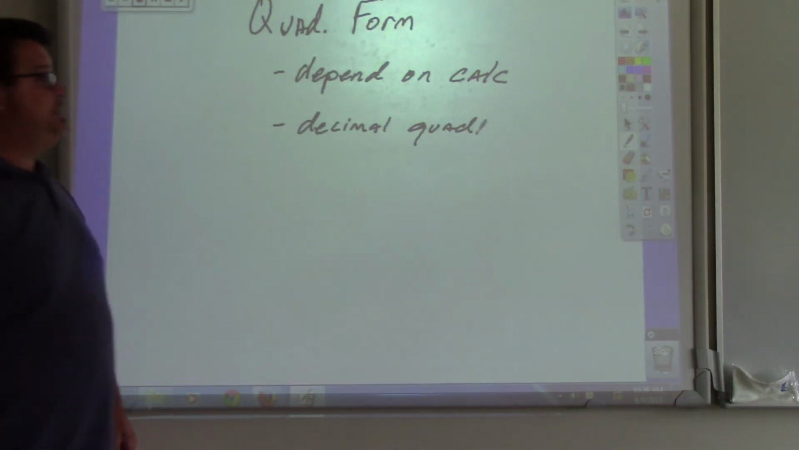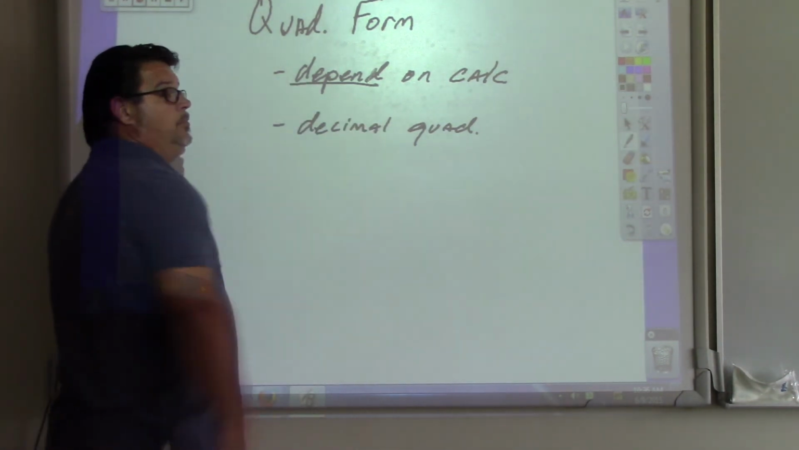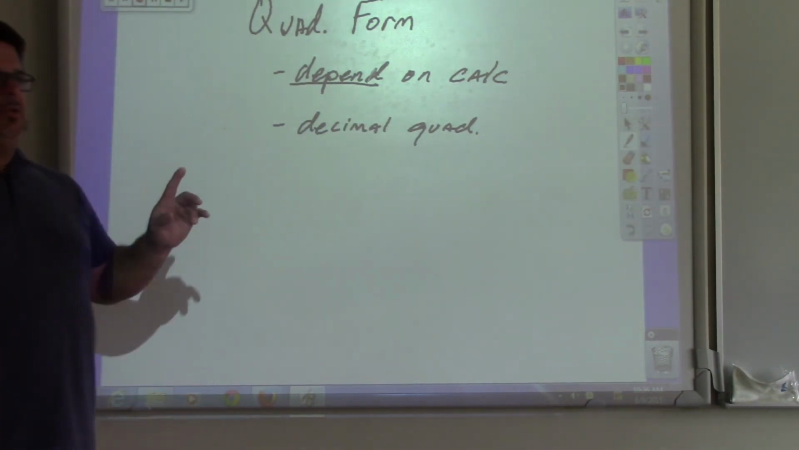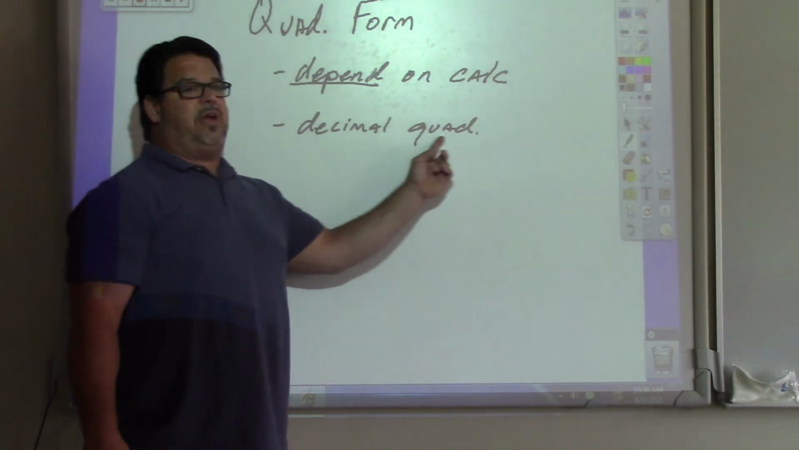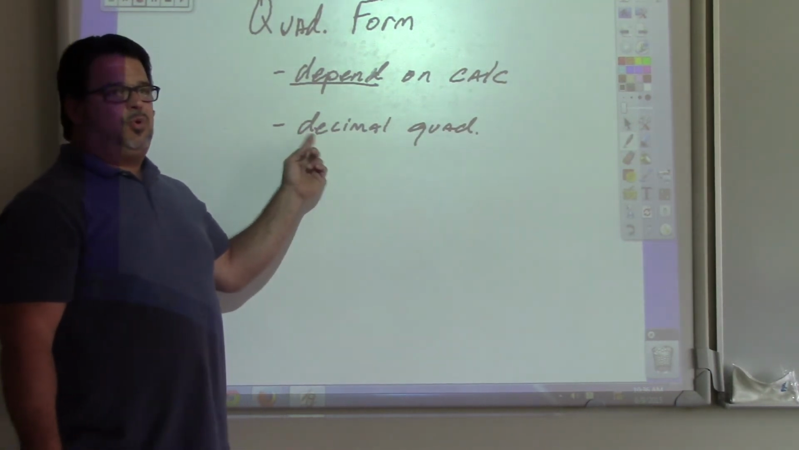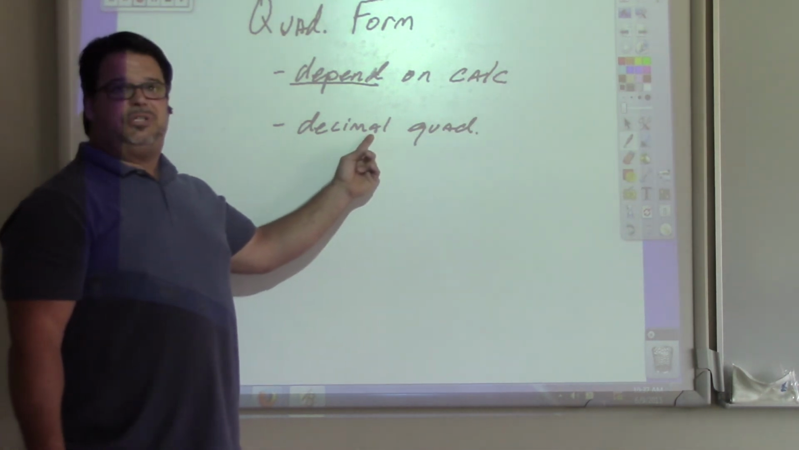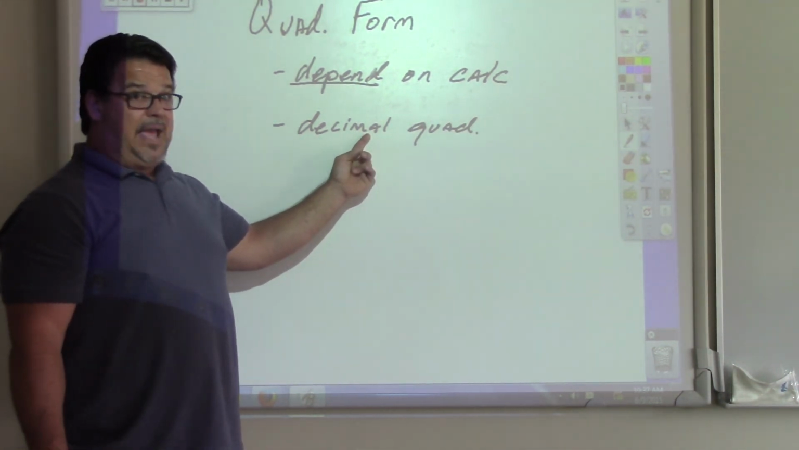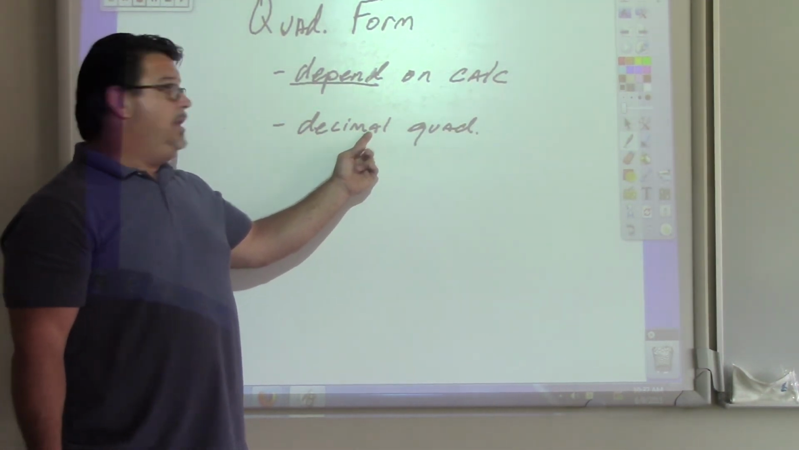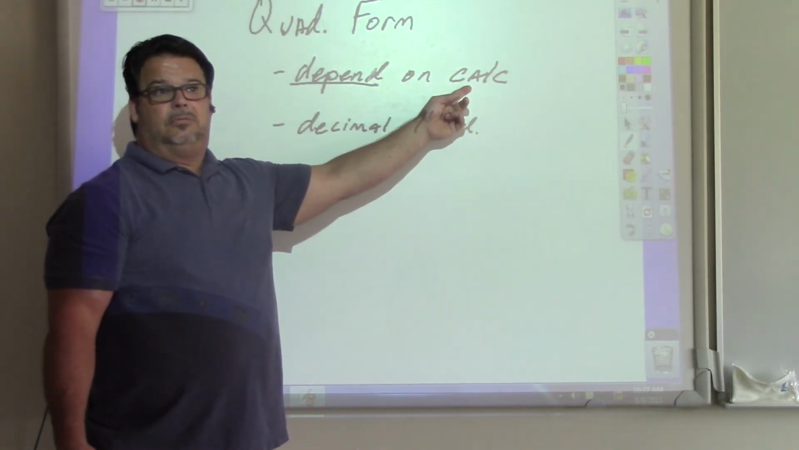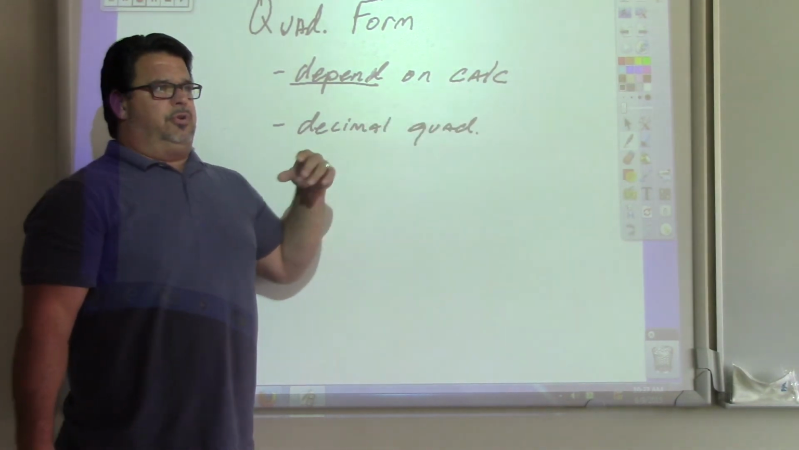Now I'm being a little bit facetious here. But the reason it's good for decimal quadratics is, what is a decimal quadratic? It's a quadratic made of what? Decimals. Decimals, which is tedious what? Math. So you use the what? Calculator. Now, you're against the calculator.